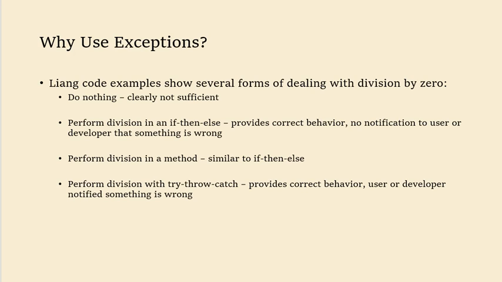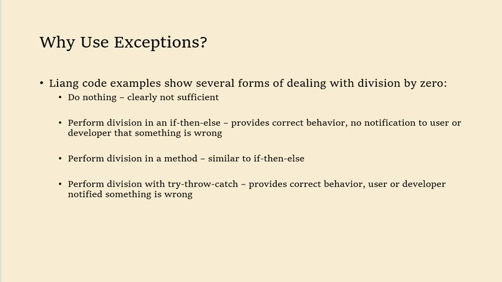Why do you use them? Well, in the Liang code, they build up the case for this through code examples. They have a division by zero sample. And division by zero, the first thing they do is they do nothing. Program crashes. That's bad. Then they do an if then else. If the divisor is zero, don't do the division. And that, of course, protects you.